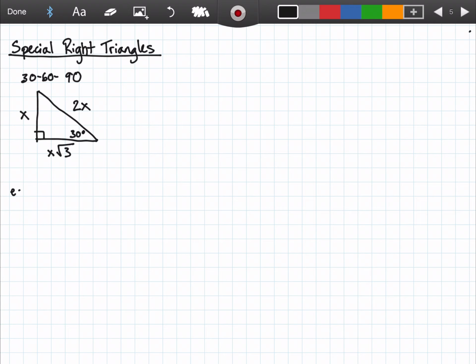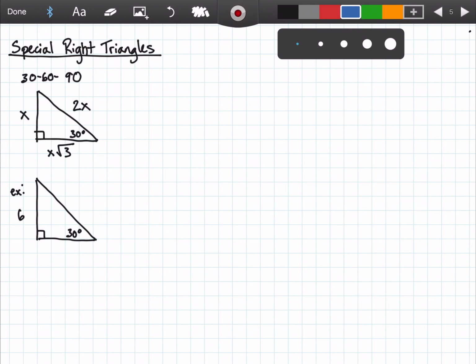So for an example of that, say I've got 30 degrees here, and I know that this side is 6. Based on this information, I could double the 6 to find the hypotenuse to get 12, and then I'm just going to take 6 and multiply it by root 3 to get the base.